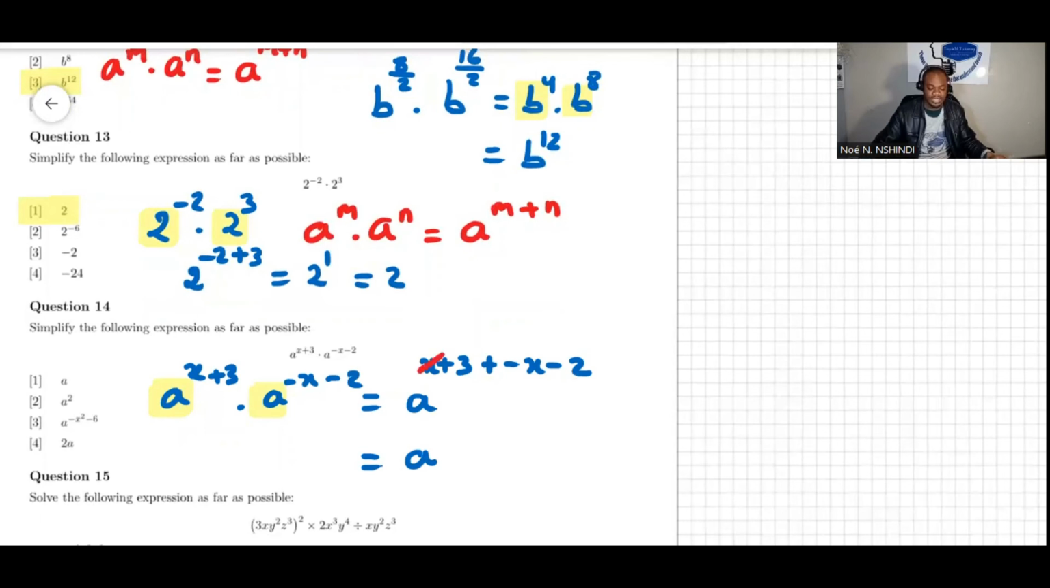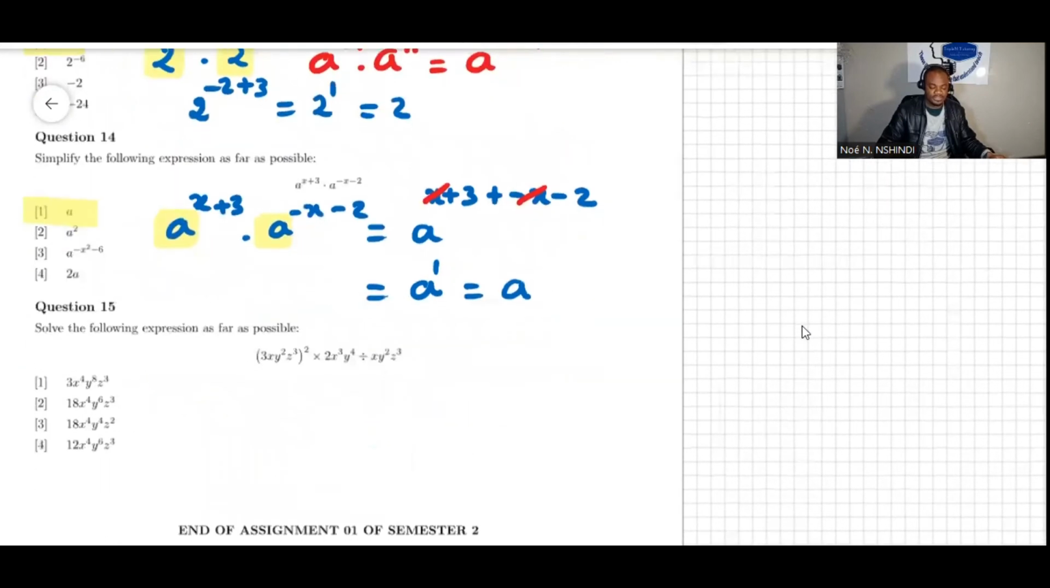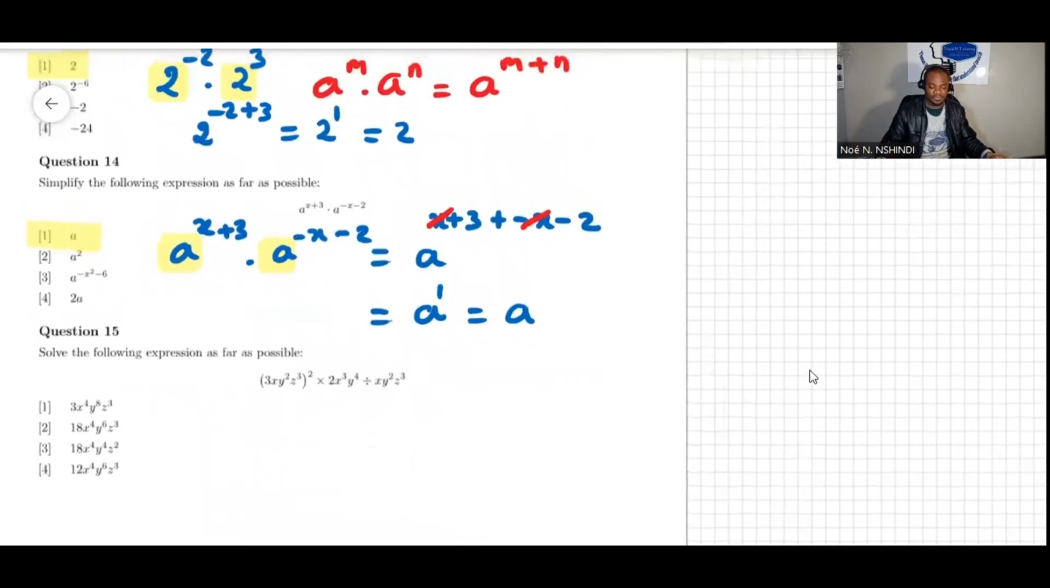You see that x minus x falls, and then 3 minus 2 is just 1. So a to the power of 1 is just equal to a. Okay, so the correct alternative is alternative 1. Now, question 15. Over here, the question says solve the following expression as far as possible.